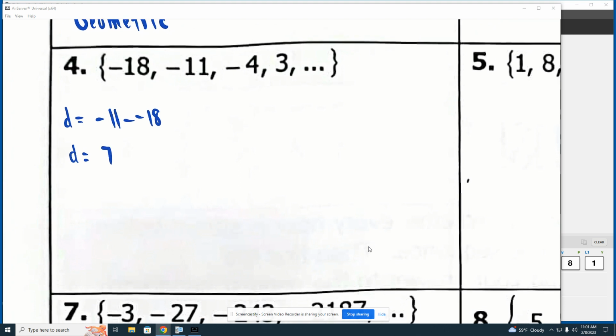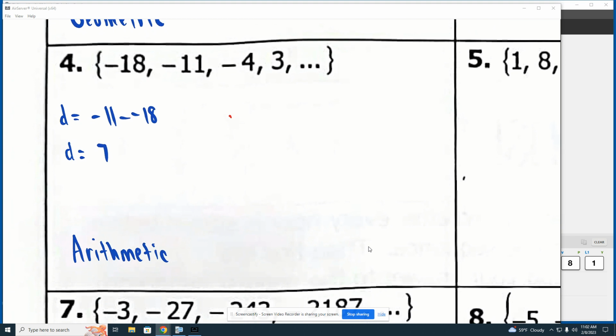So let's see if Caden's right. What's negative 11 plus 7? Negative 4. What's negative 4 plus 7? 3. He was right. Every time it's adding 7. This is arithmetic. So what equation do I use? A sub n equals A sub 1, negative 18, plus n minus 1 times 7.